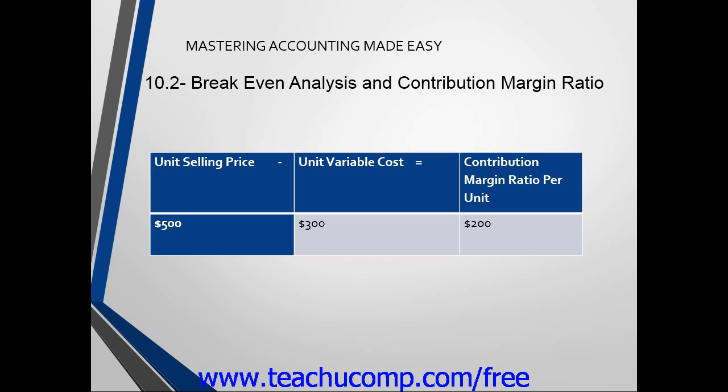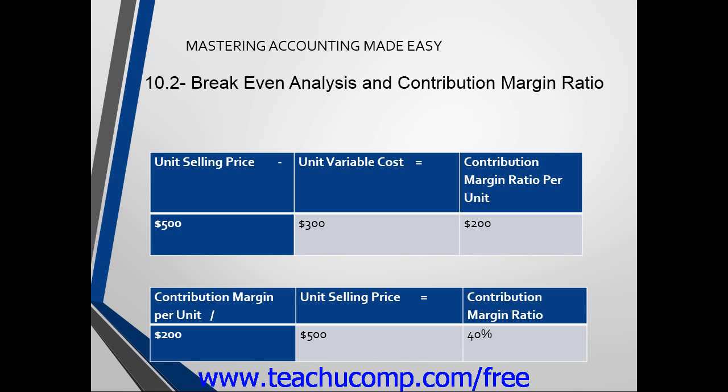Another important aspect to understand is the contribution margin ratio in total. This is a percentage of each dollar of sales that is available to apply to fixed costs and then ultimately contribute to net income. In our example, this means that 40 cents of each sales dollar is available to apply to fixed costs and to contribute to net income.